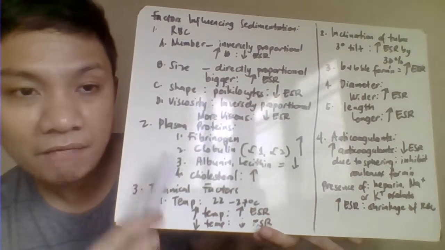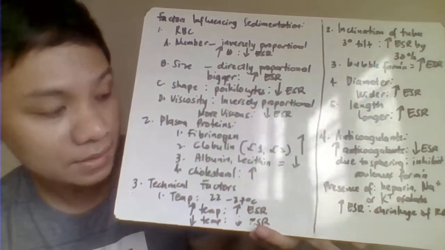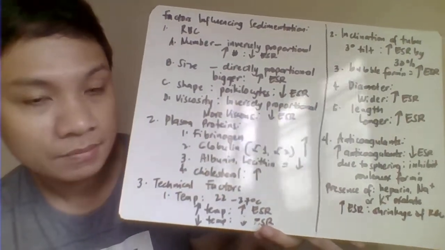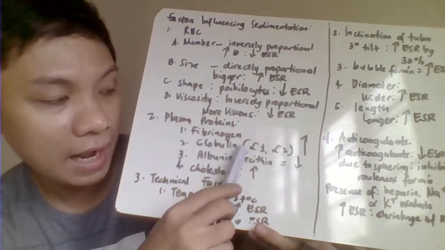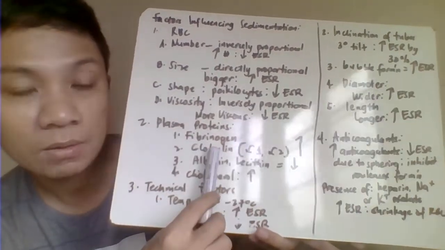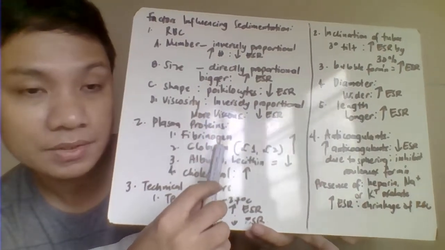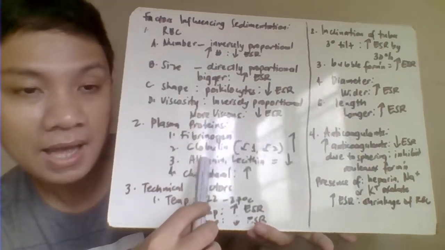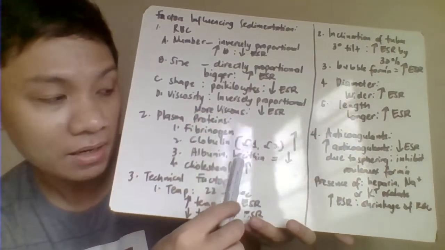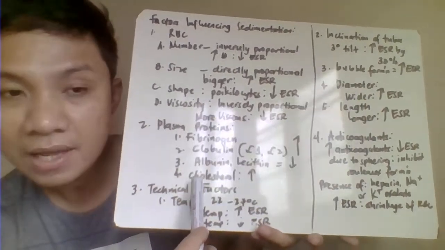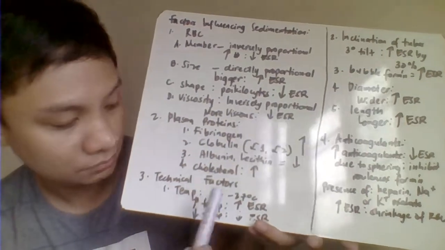Then we have also your other factors. We have here the plasma proteins and some of your lipids. For our plasma proteins, your fibrinogen, your alpha-1 and alpha-2 globulin would tend to increase the ESR result. Albumin, on the other hand, would tend to decrease the result, along with your lipid lecithin. But your cholesterol tends to increase the result.